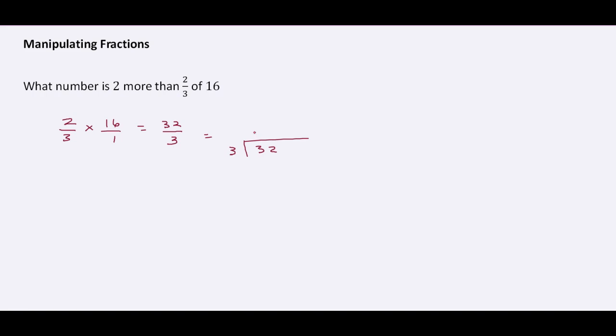3 divided by 3, you have 1. 1 times 3 is 3. Subtract, you have 0, and then you bring down the 2. 2 divided by 3, we have 0. 0 times 3, 0, so you have 2. So this is going to give you 10, 2 over 3. So now it's asking what number is 2 more than 10, 2 over 3. So that's going to give you 10, 2 over 3 plus 2, which is 12, 2 over 3.